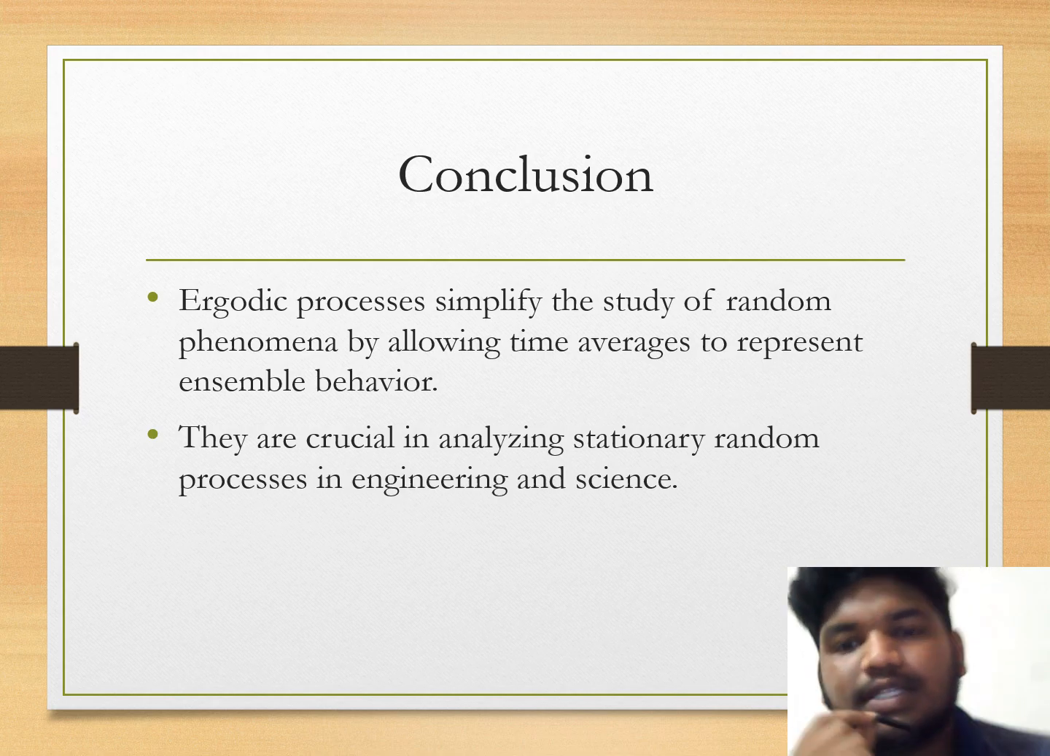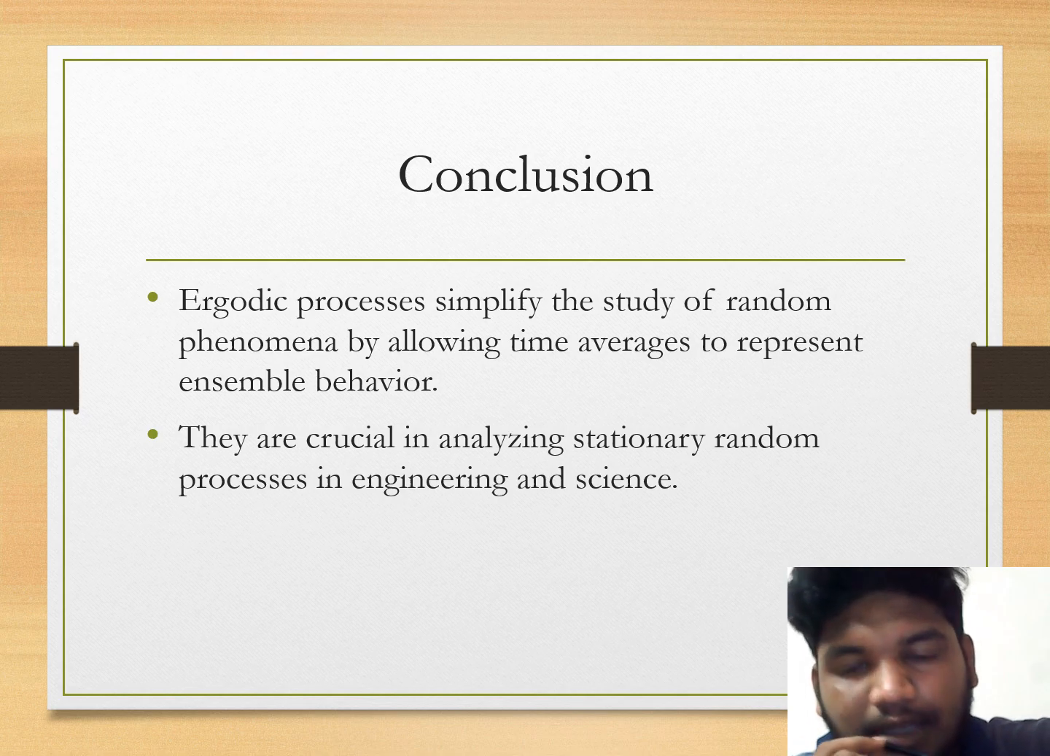And this is about my seminar. I explained about the ergodic process. An ergodic process means that when the time average is equal to the ensemble average, then it is called an ergodic process. Time correlation equal to ensemble correlation is called ergodic correlation. And time autocorrelation equal to ensemble autocorrelation is called autocorrelation ergodic. And this is about my seminar.